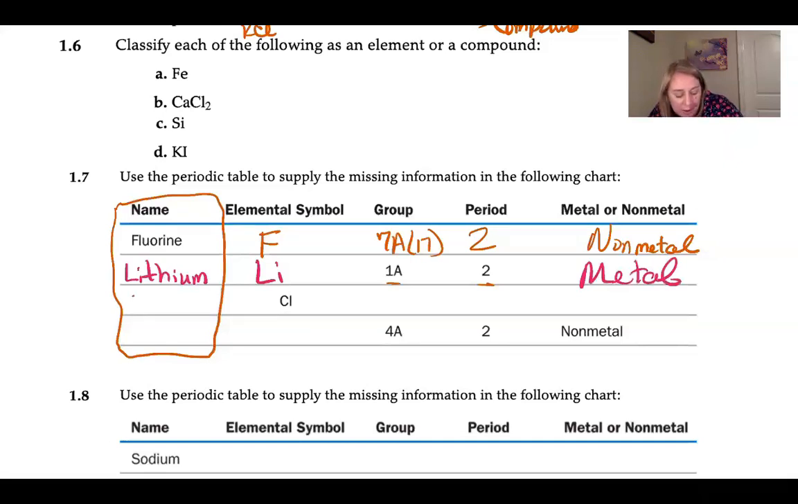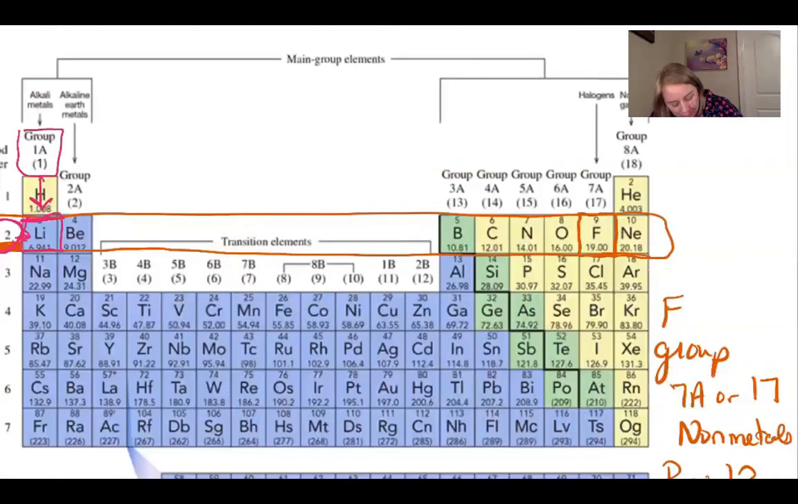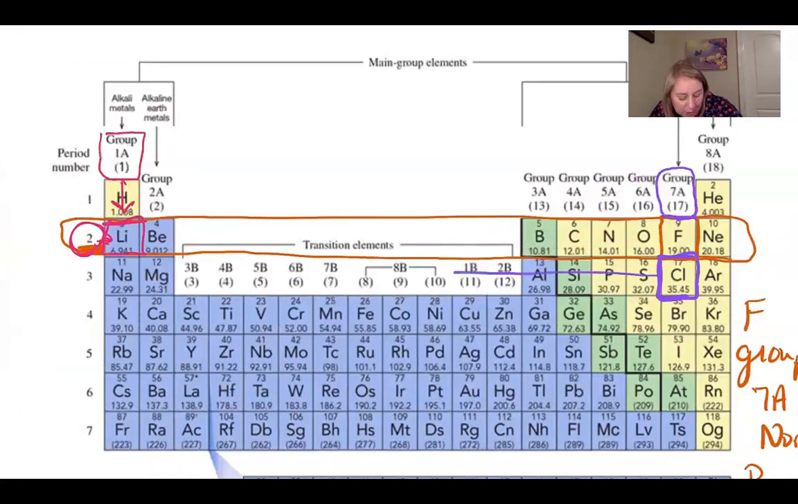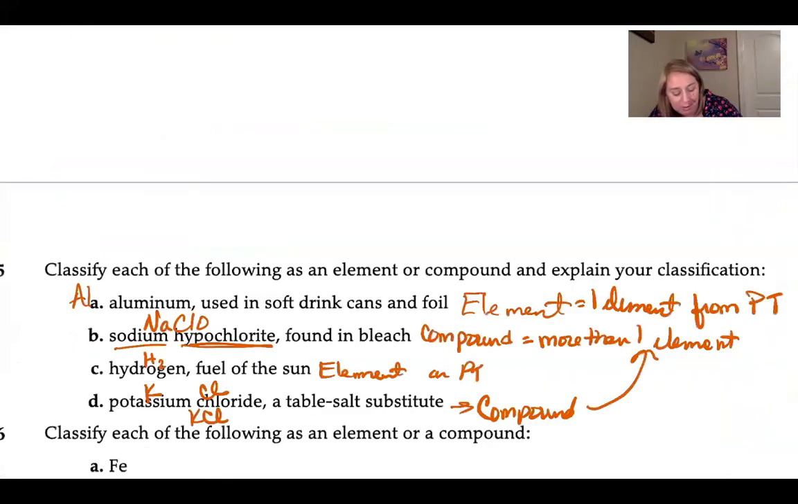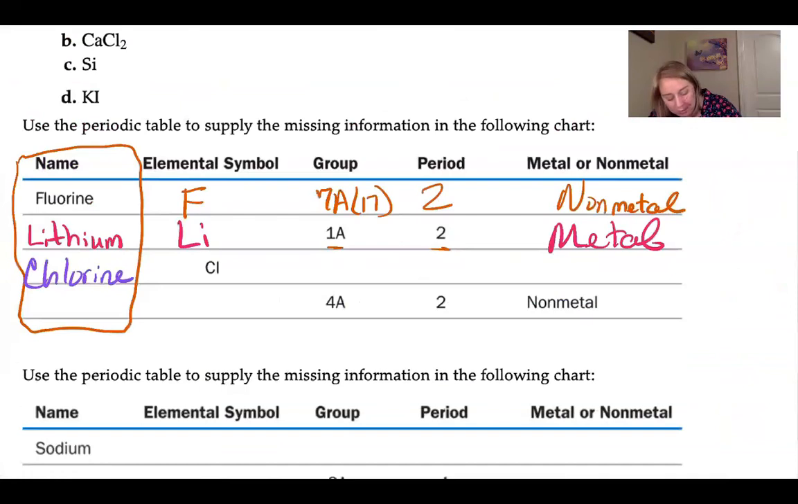Okay, chlorine, Cl. I guess I should do a different color so we don't get all confused. Cl is chlorine. So we got to go look it up. So let's go find chlorine. Here we go, right here. Here is chlorine. So we need to know the group, the period, and is it a metal or a non-metal? So we're going to look up here and we're going to see that it is group 7A or group 17. And then we're going to go across this way and we're going to see that it is in period 3. So let's go write that down. Oh, and the last one, it is yellow. So it is a non-metal. So to come down here, chlorine is 7A or group 17. We said it was in period 3 and we said it was yellow, so it is a non-metal.